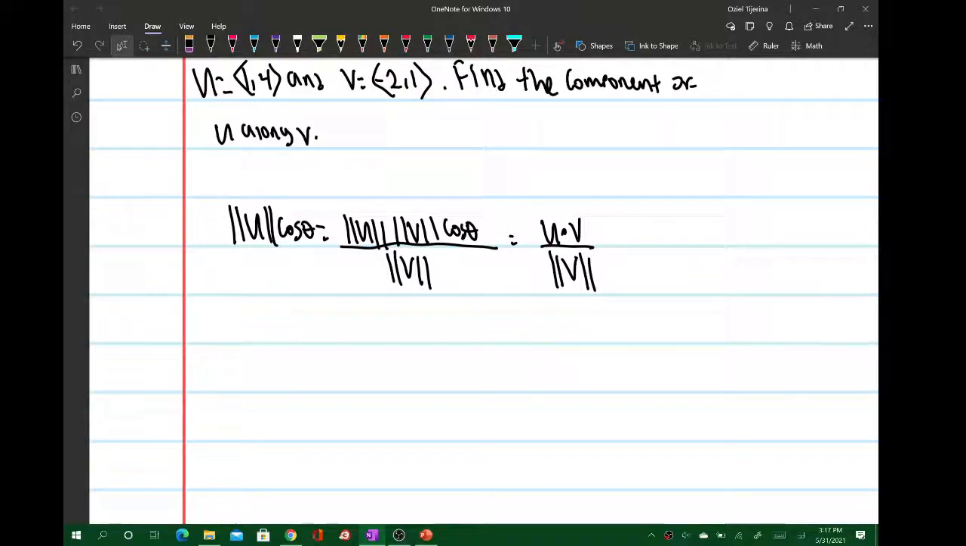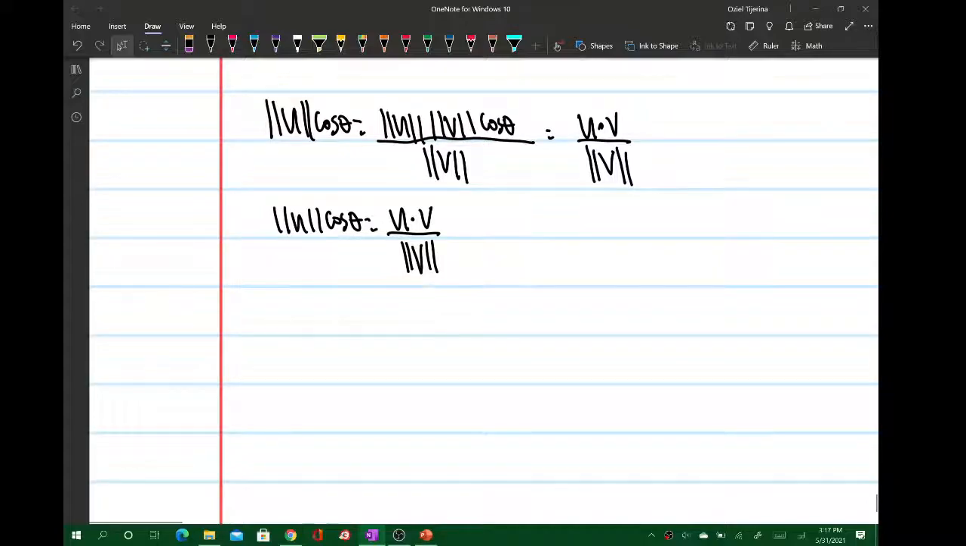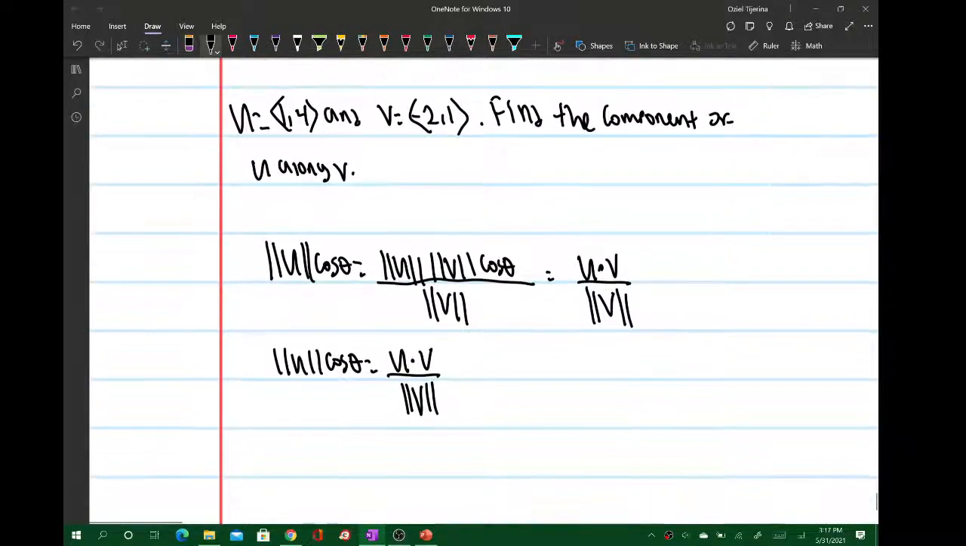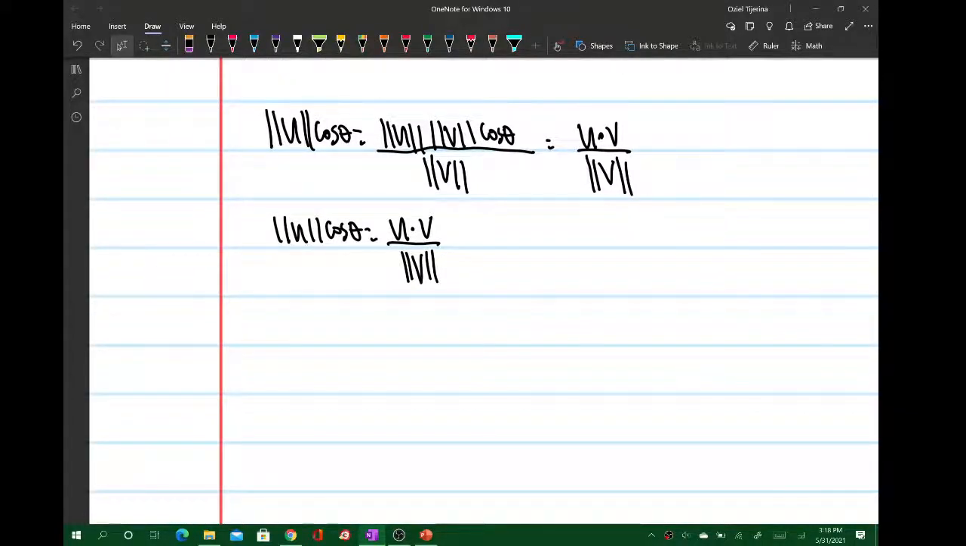This is a little like a proof, I would say. Basically the only thing you need to focus on is the fact that the magnitude of u times the cosine of theta equals u dot v over the magnitude of v. Now, the simple definition for the component of u along v, the projection is something else.